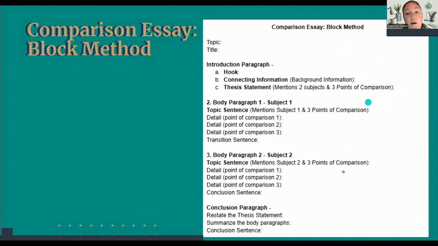And then it will have 2 body paragraphs for the block method. So for body paragraph 1, in the topic sentence, you want to mention the first subject and the 3 points of comparison, and provide details about those 3 points of comparison. And then in body paragraph 2, you want to mention the second subject and the 3 points of comparison, and then the details for those 3 points of comparison.